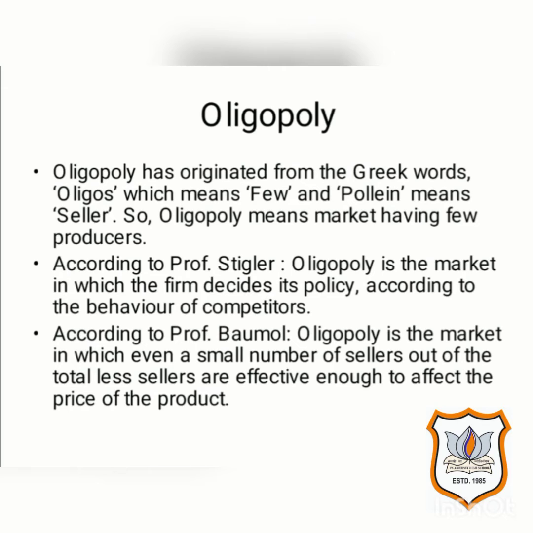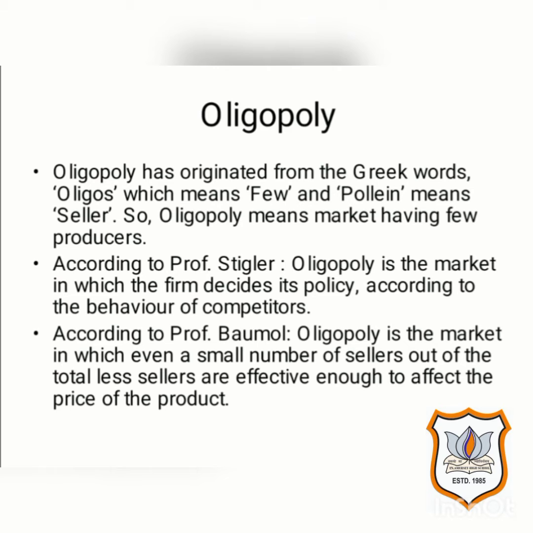Dear students, today in this video I am going to discuss the last topic, that is oligopoly. Just like monopoly, oligopoly has also originated from two Greek words, oligos which means few and polein which means seller. So oligopoly means the market having few producers or sellers.